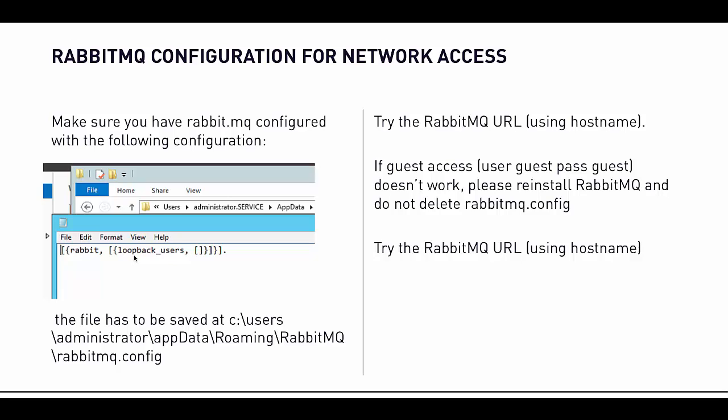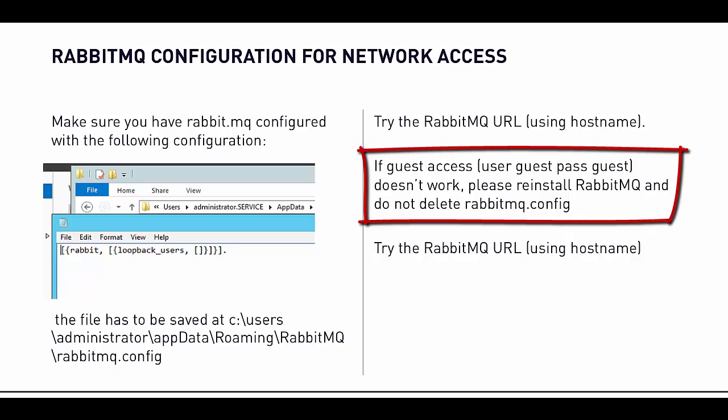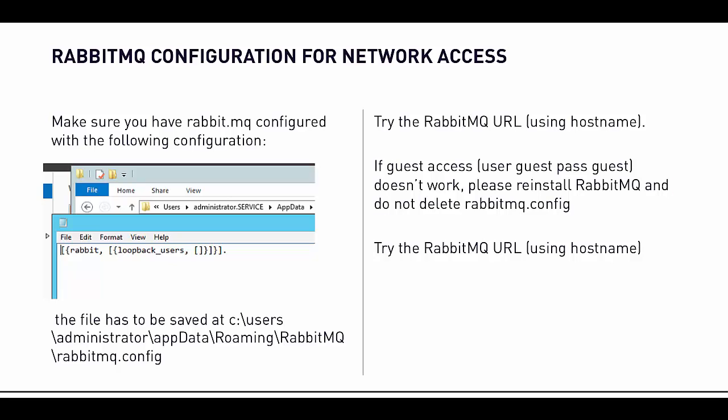Here it guarantees that loopback users, which means they can access RabbitMQ from outside the machine, can use the IP address or the host name. If that doesn't work after you set up this file, the RabbitMQ documentation recommends that you uninstall RabbitMQ from the server, reinstall it, and make sure the config file is still there. Then you can try the RabbitMQ URL and see that it works properly.